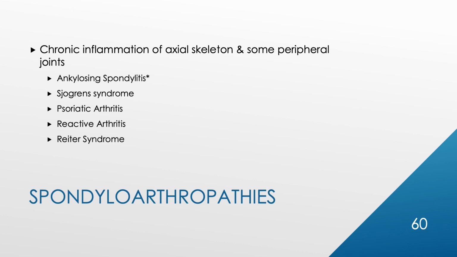Spondyloarthropathies. That is a tough word to say. Formerly considered variants of rheumatoid arthritis, they are now recognized as distinct entities with similar features affecting the spine. There are various types, including ankylosing spondylitis, psoriatic arthritis, reactive arthritis, including those associated with inflammatory bowel disease, and Reiter's syndrome. It's characterized by inflammation of spine joints.